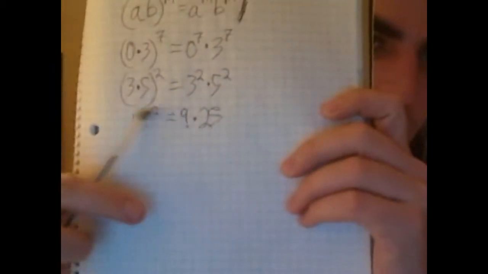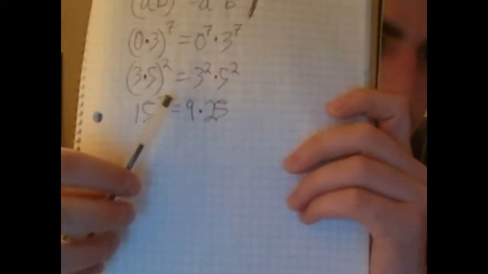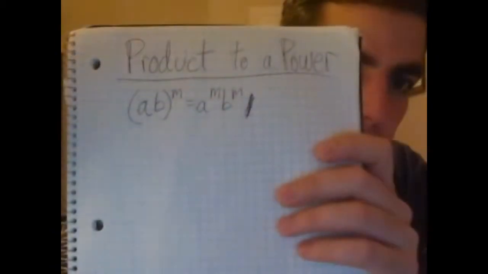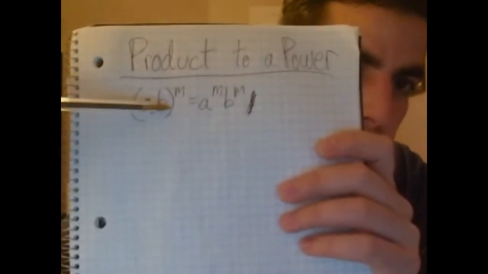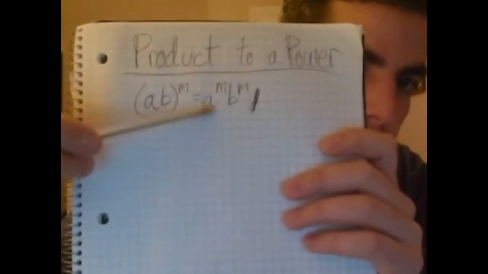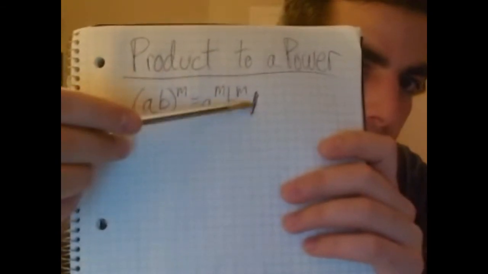3 times 5 is 15 squared on this side, right? And on this side, we're going to get 3 squared is 9 times 5 squared is 25. So, on this side we have 15 squared, on this side we have 9 times 25. Cool? 15 squared is 225. Alright, so product to a power says a times b to the m power equals a to the m power times b to the m power.